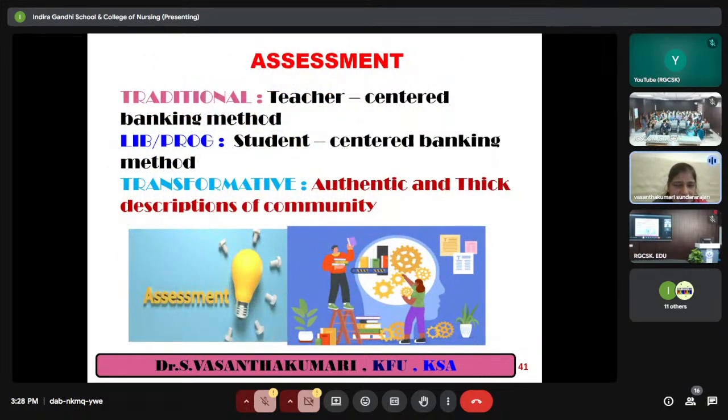Next one. So assessment. What is assessment? In the traditional teacher-centered banking method, we already discussed. In the liberative and progressive method, it is the student-centered banking method. So in the transformative way, it is authentic. That is thick description. I already told what thick description is, where we try to include social, cultural, and ecological views also.